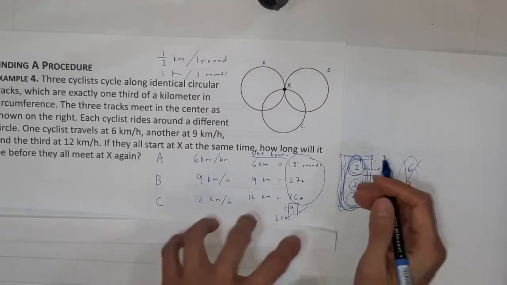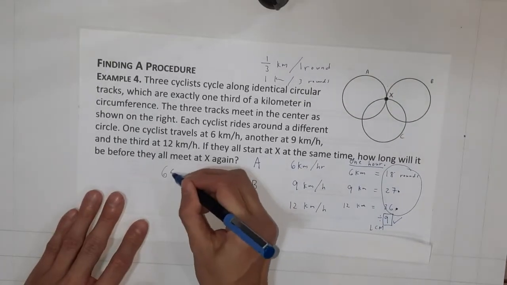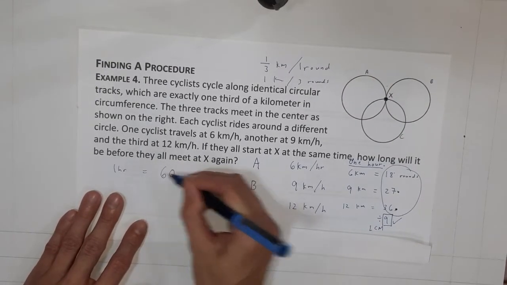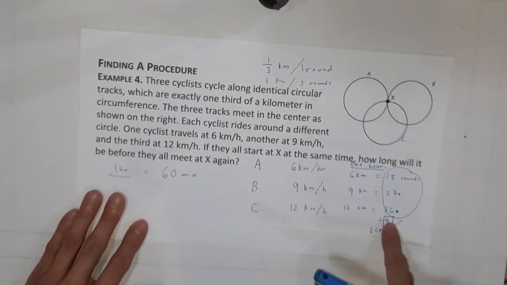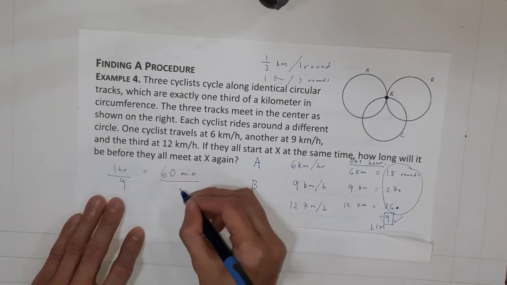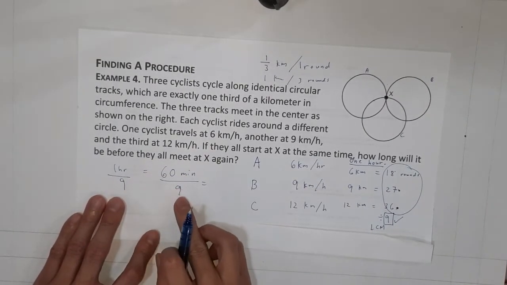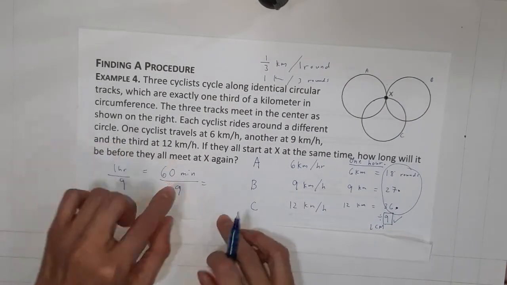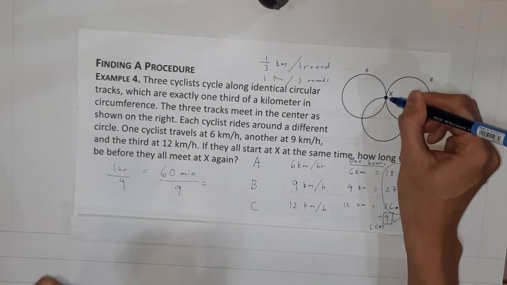Okay, so what's the ultimate answer? Sa loob ng isang oras, which is the same as 60 minutes, sila ay magtatagpo 9 times. So, this is the answer na. Kasi, yan, sa loob ng isang oras, magtatagpo sila sa X 9 times. So, ang tanong ay, what's the first time na sila ay magmi-meet?